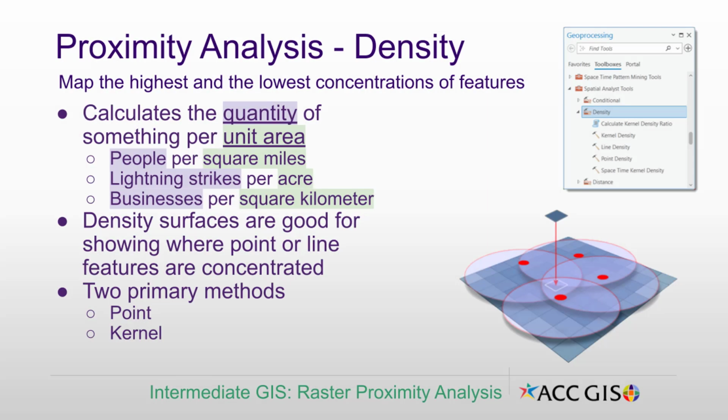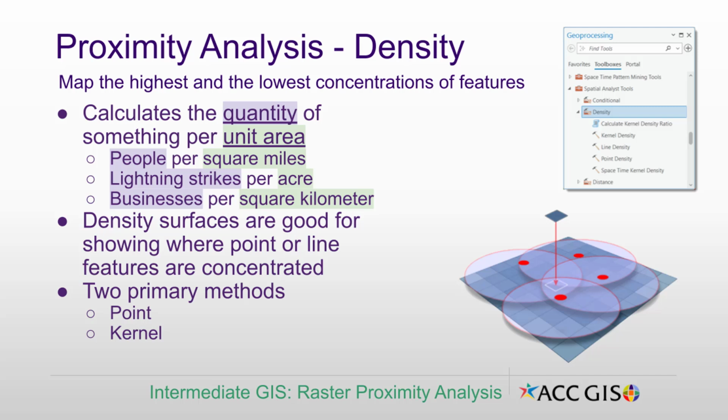The last type of proximity analysis I want to talk about is density. Density is where we map the highest and lowest concentrations of features, which is different than interpolation, where we're predicting the values between known points. Density calculates the quantity of something per unit area. For example, people per square miles, lightning strikes per acre, or businesses per square kilometer.